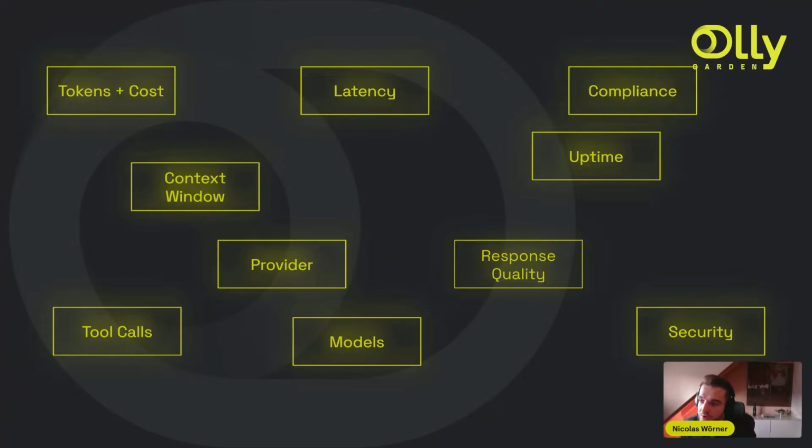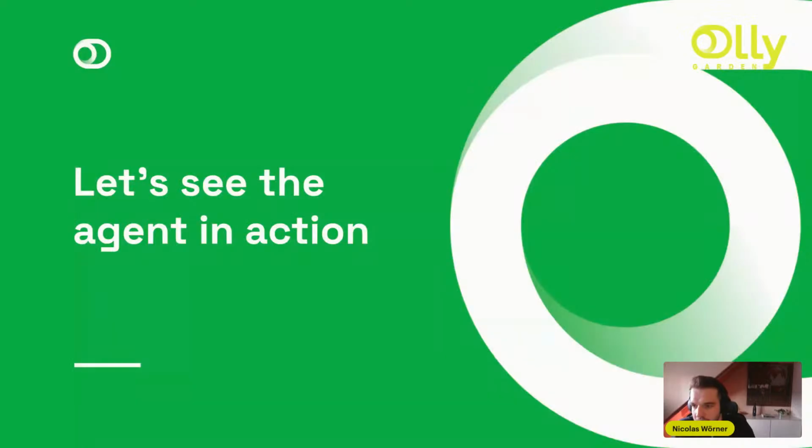So on one side, we need to know if our agent is working and how long it is taking to respond. And on the other side, we want to know those agent-specific things like the context window, the tokens, and so on. We will go into that in more detail later on. All right, enough of the theory. Let's have a look at what our small demo semantic convention agent actually looks like and how it works.